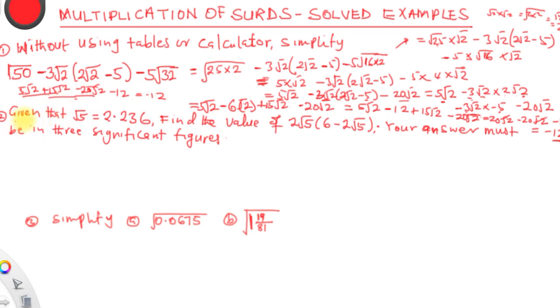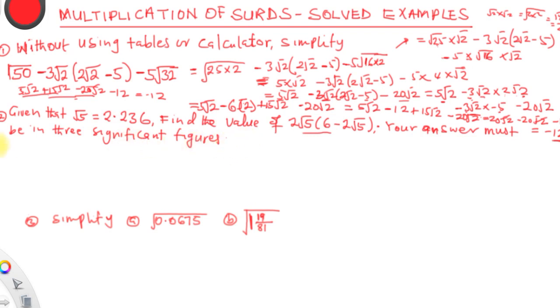The second question says that given that square root of 5 is 2.236, find the value of this. Your answer must be in 3 significant figures. Okay? Your answer must be in 3 significant figures.